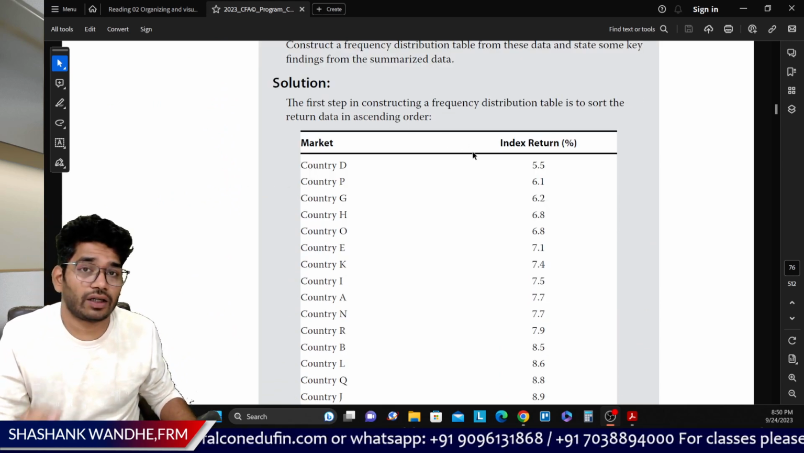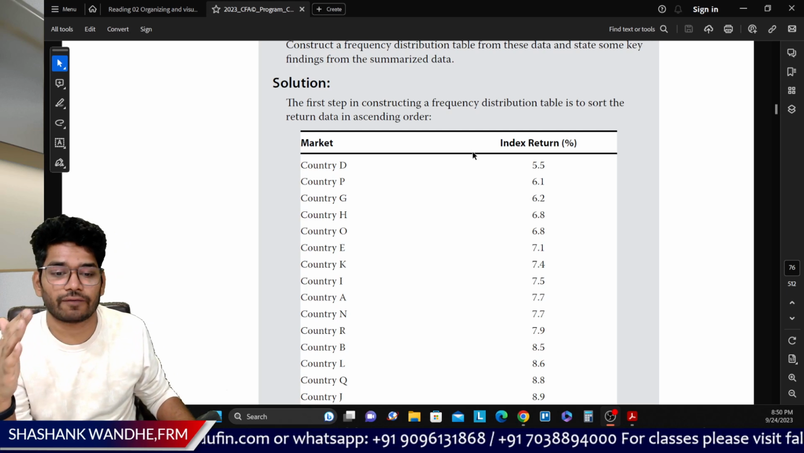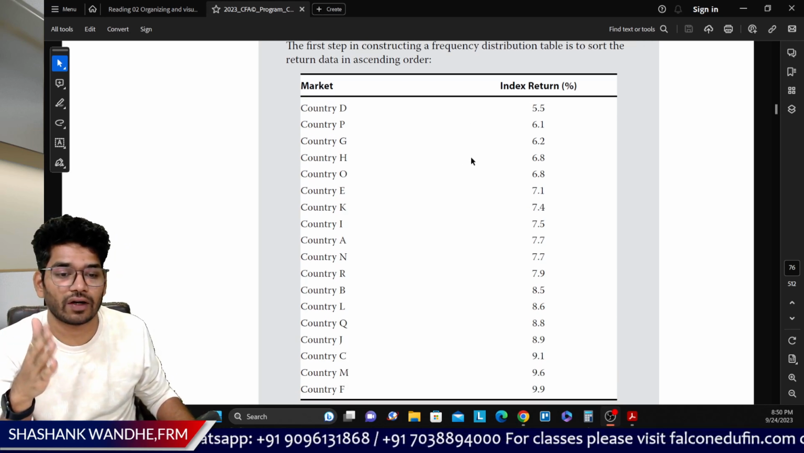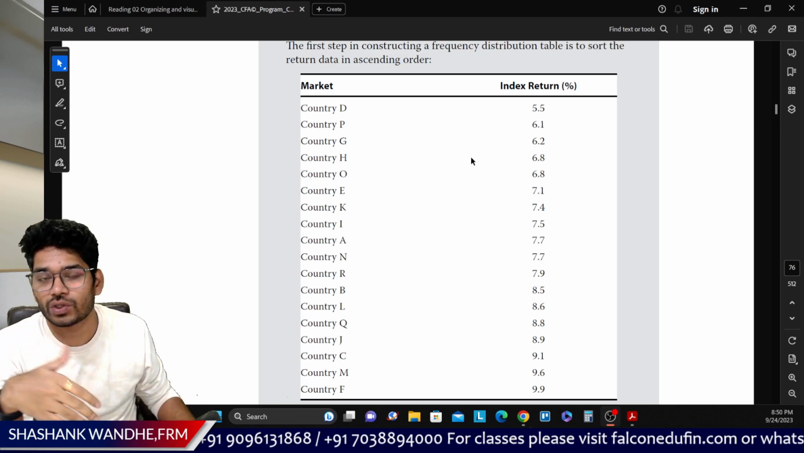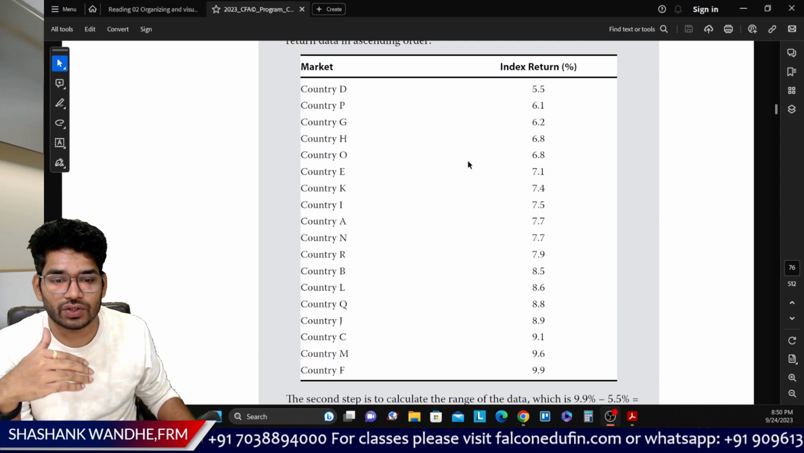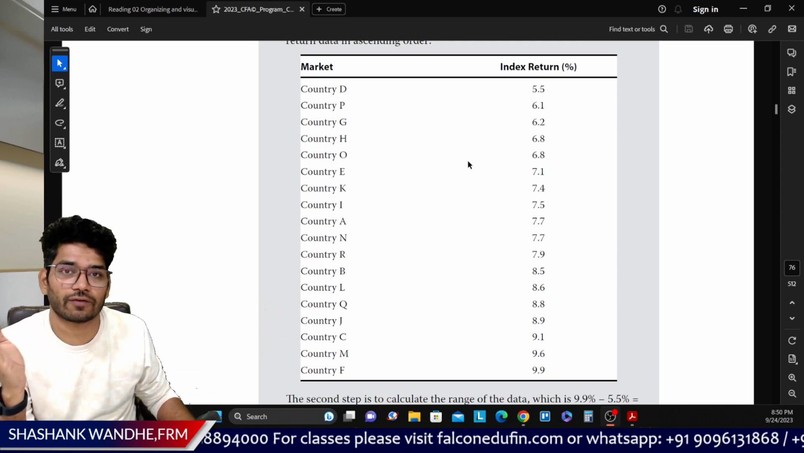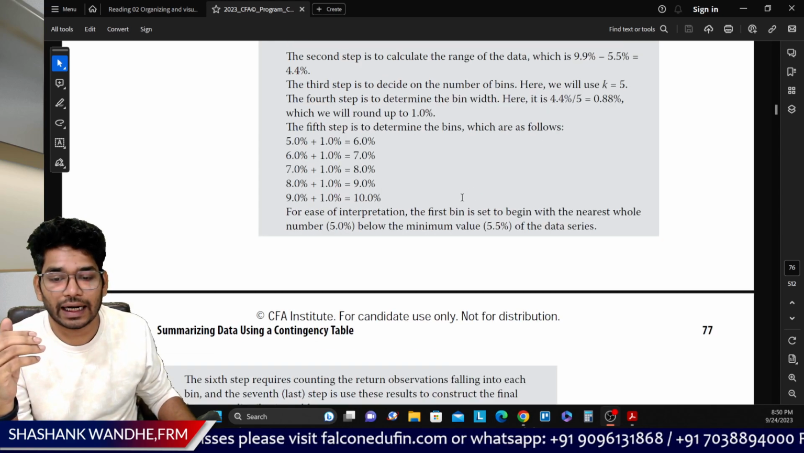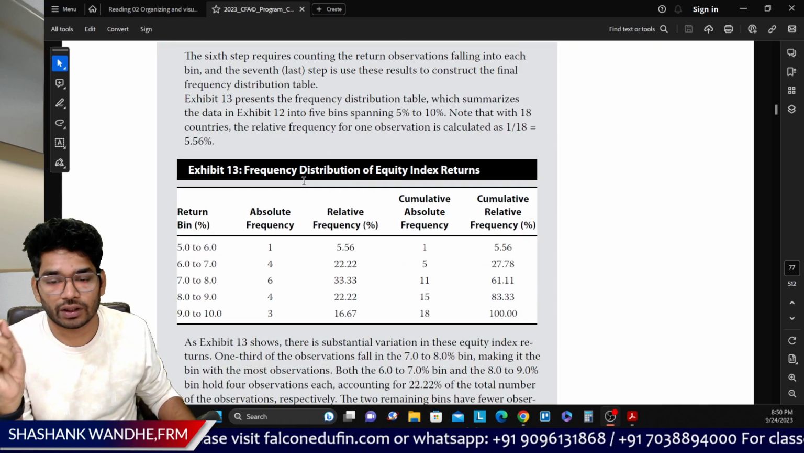Now the first thing you have to do to create a frequency distribution is first order your observations. So we will order returns from lowest to highest, that is in the ascending order. And once you have this, we will decide the bins. So here we are creating bins like 5 to 6%, 6 to 7%, 7 to 8%, 8 to 9% and so on. And once you have the bins, you will put the values here.